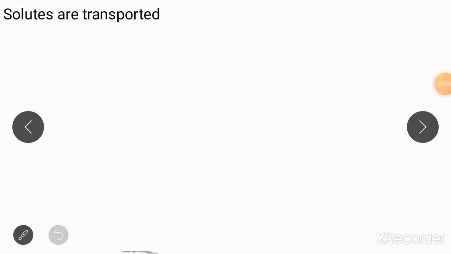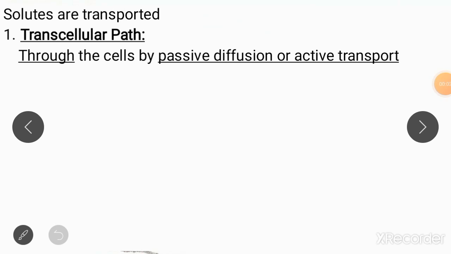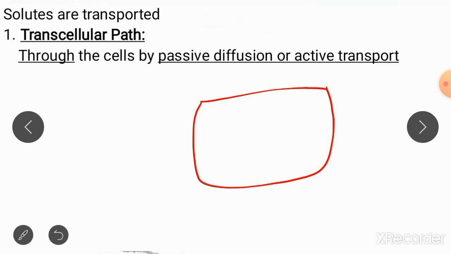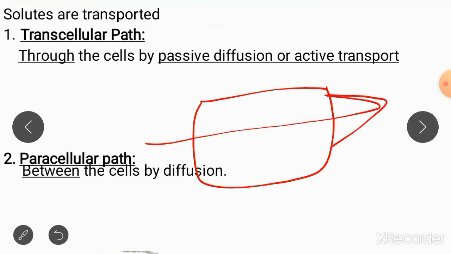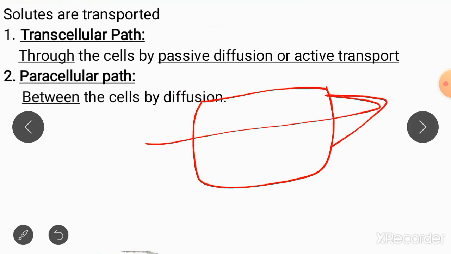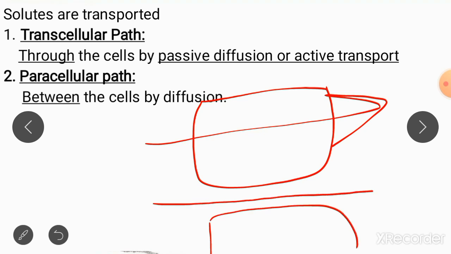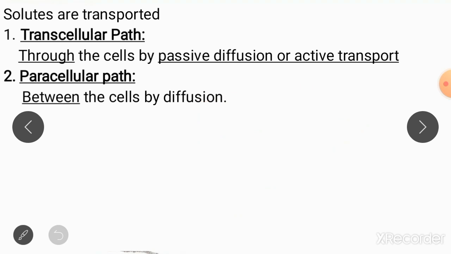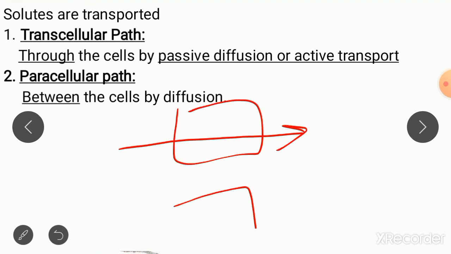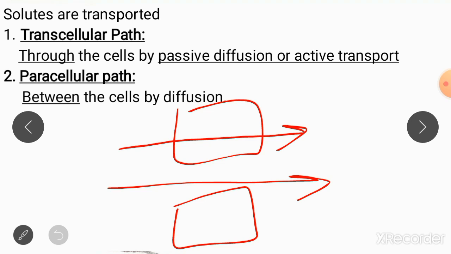So as I have already mentioned, any solute that needs to be reabsorbed can pass through two pathways, either transcellular, which means through the cell, or the second mechanism is paracellular, which means between two cells, and this route is known as the paracellular route. So substances can be reabsorbed in two ways. They can either pass through the epithelial cells or they can pass between two epithelial cells through the paracellular route.